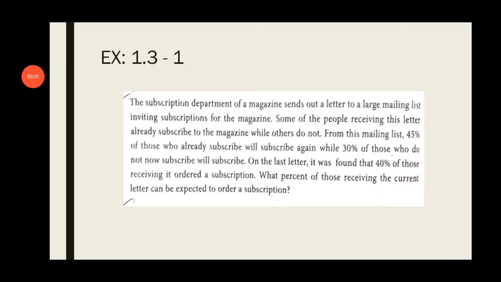So now exercise number 1.3, the first sum. The subscription department of a magazine sends out a letter to a large mailing list inviting subscriptions for the magazine. Some of the people receiving this letter already subscribe to the magazine while others do not. Okay, so already there are two types of people, subscribers and non-subscribers.